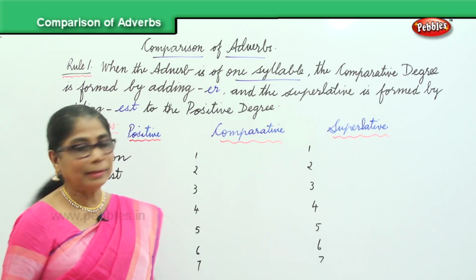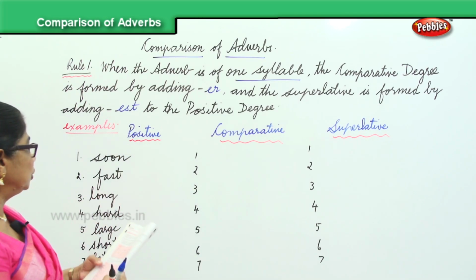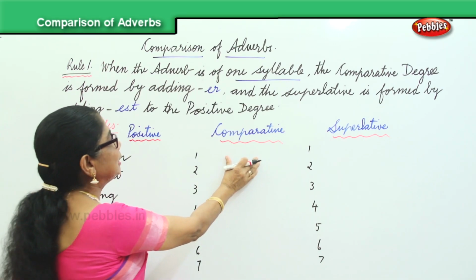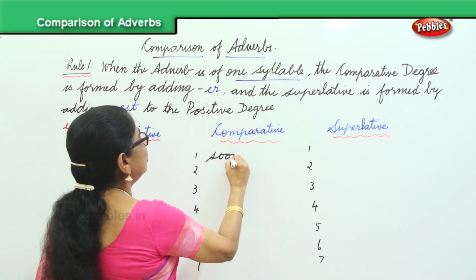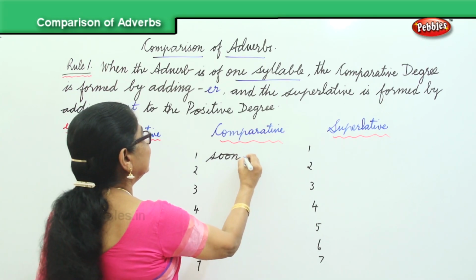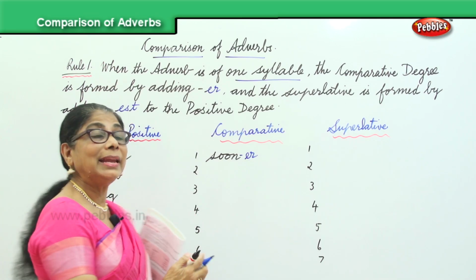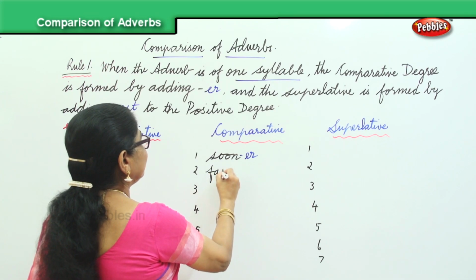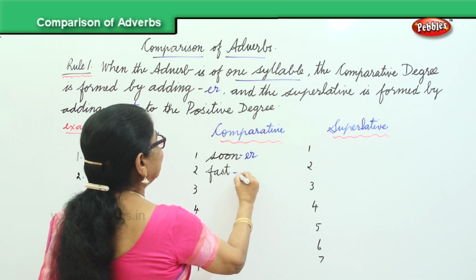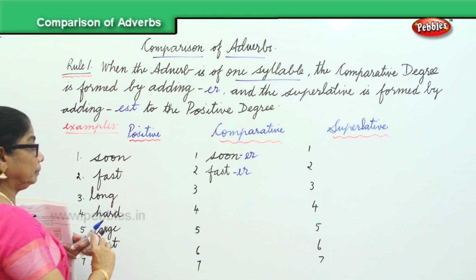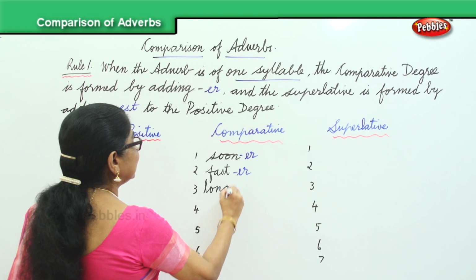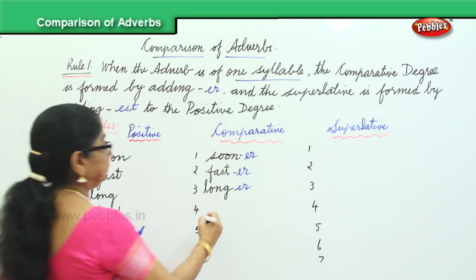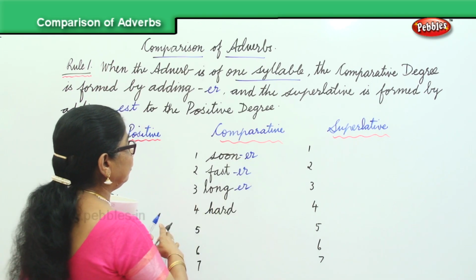Now let's form the comparative and superlative degrees for each of these words. Now we said soon is a single syllable, so the comparative degree is formed by adding ER. So we write soon and we form by adding ER. So we get the word sooner. Now let's do for all the words, okay? We get fast. Single syllable word, fast, and we add ER, faster. Then we have long, single syllable word, and we add ER, longer. Then hard. We form the comparative by adding ER, harder.